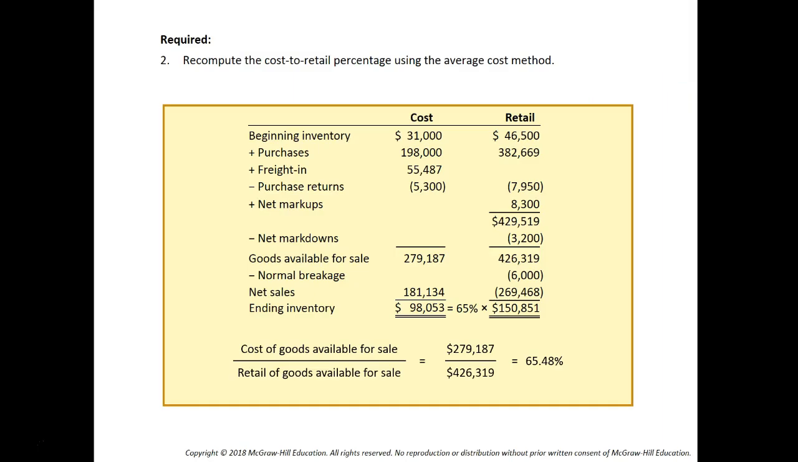Let's go back here. So, cost of goods available for sale divided by our retail of goods available for sale. The cost to retail percentage using the average cost method, 65.48%.